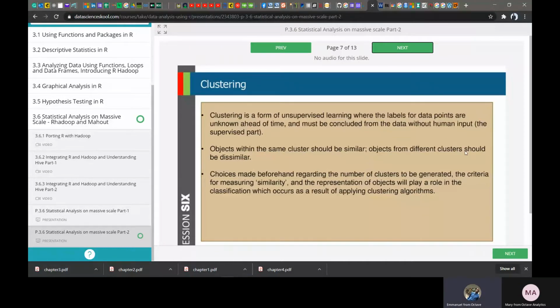An example of this is when you're doing image recognition and stuff like that. For example, when you use your phone to take a picture, you see some kind of square brackets put on the face of the person. It's trying to detect whether you have a face or a non-face. If there's a face, put a square on it. So choices made beforehand regarding the number of clusters to be generated, the criteria for measuring similarity, and the representation of objects will play a role in the classification which occurs as a result of applying clustering algorithms.